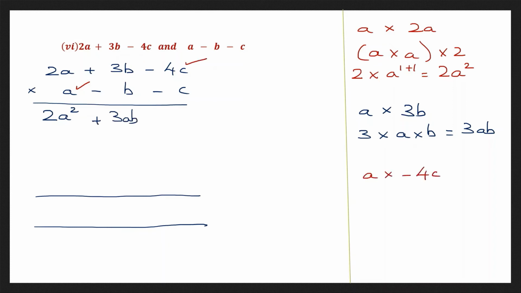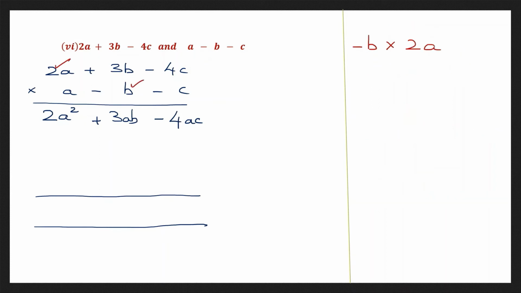Now we multiply a into minus 4c. So we have minus 4 as a number. We have 1a and 1c. So it is minus 4ac. So let's write it down as minus 4ac. Now we finished multiplying with a. We're going to multiply with minus b.